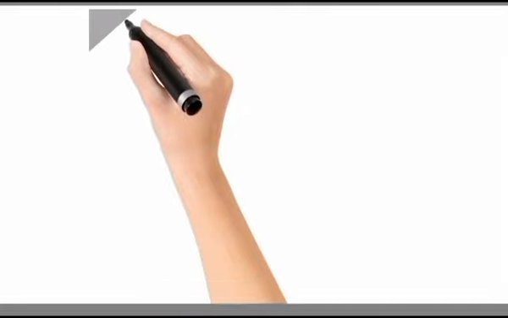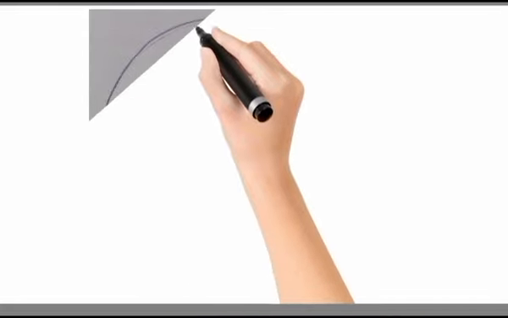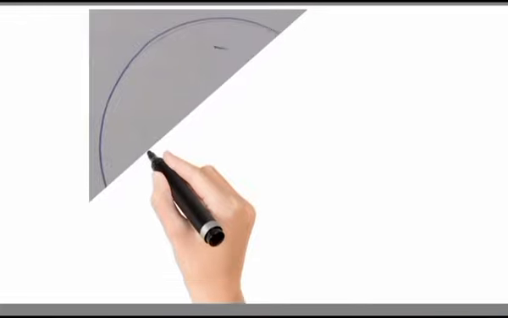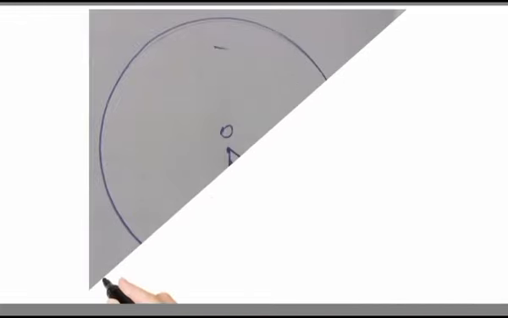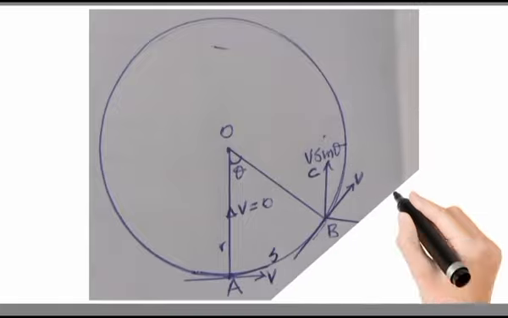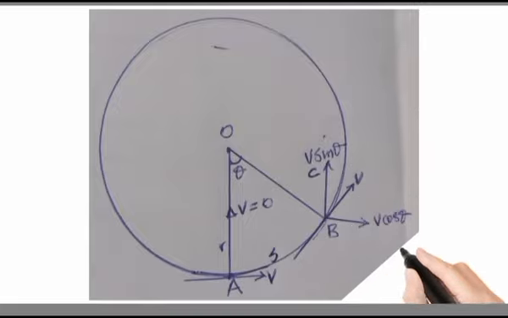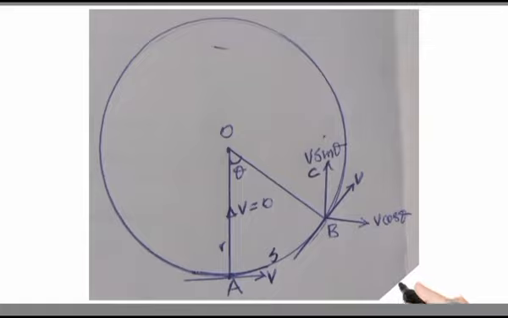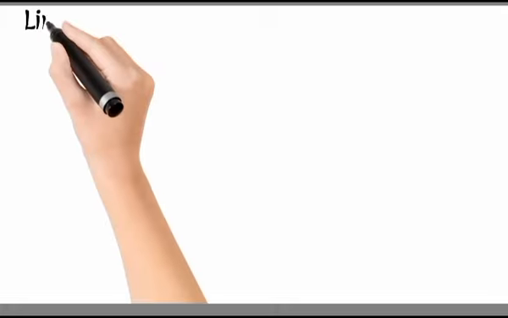Consider a particle moving along a circular path of radius r. Initially, the particle is at the point A. After t seconds, the particle reaches the point B. Let theta be the angle swept by the radius vector in t seconds. If theta is very small, the distance AB will be considered as a straight line.